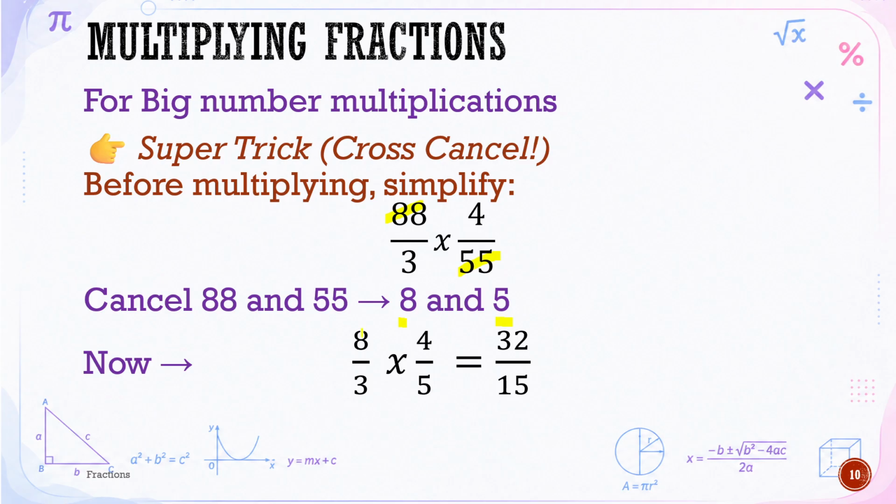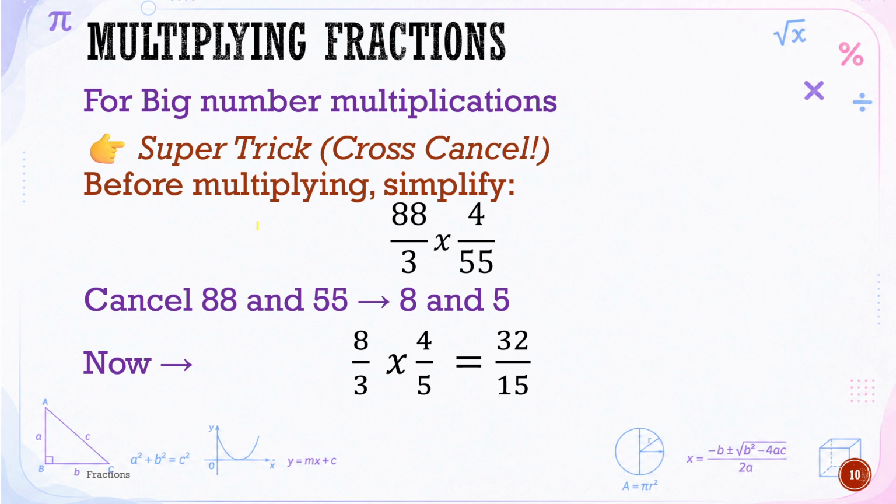Now this is simplified, right? So now this multiplication makes it easier. 4 multiplied by 8 is going to give you 32, and then 3 multiplied by 5 is 15. All right, so that is how you cross cancel either the denominator or numerator with a common factor that they have among them.